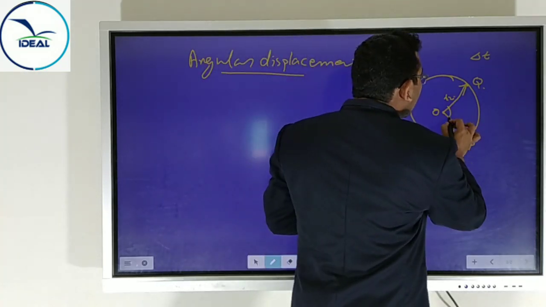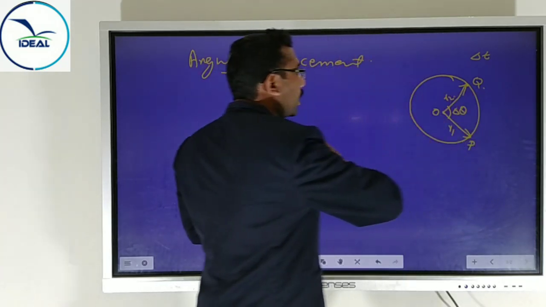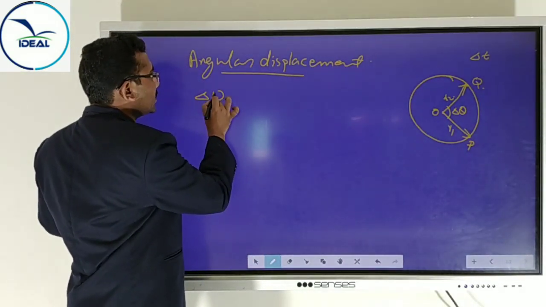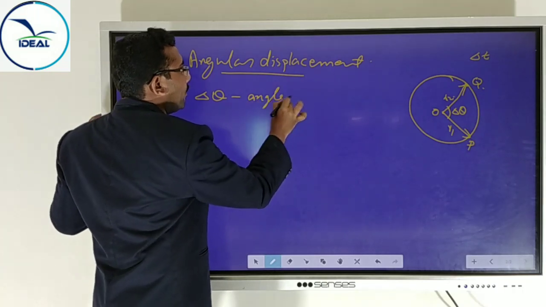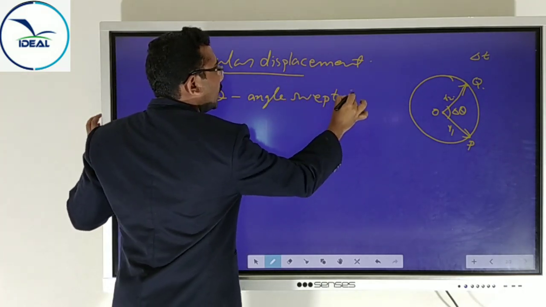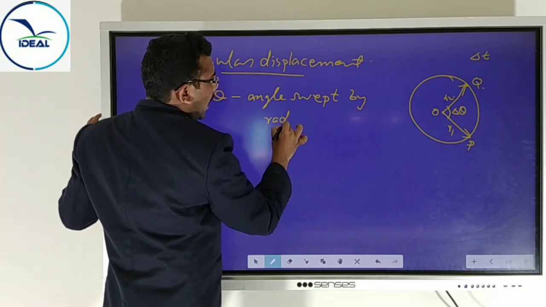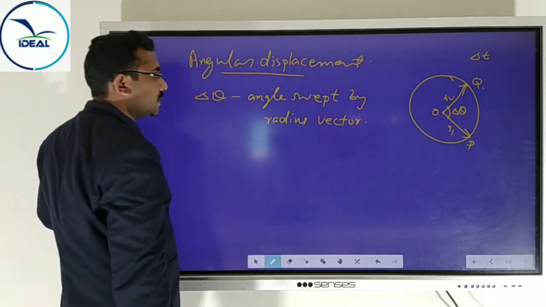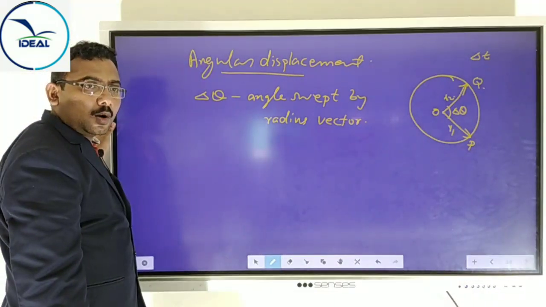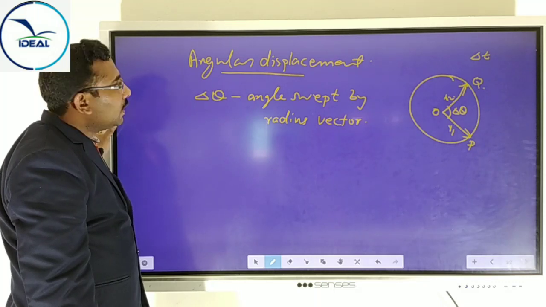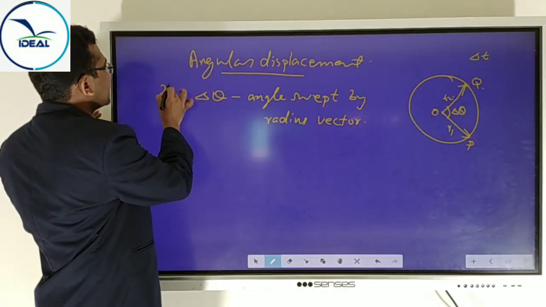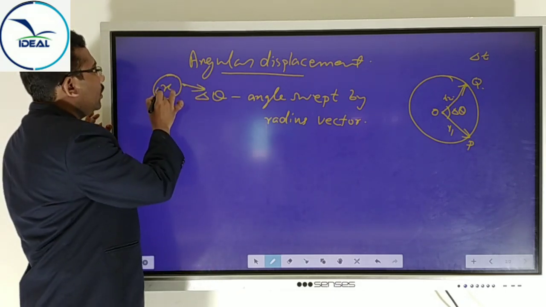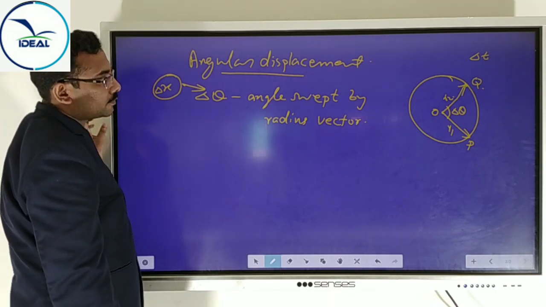The angle swept by the radius vector is called angular displacement, delta theta. Angular displacement delta theta is the angle swept by the radius vector. Linear displacement we denote x. Instead of x we use angular displacement theta, or here delta theta.